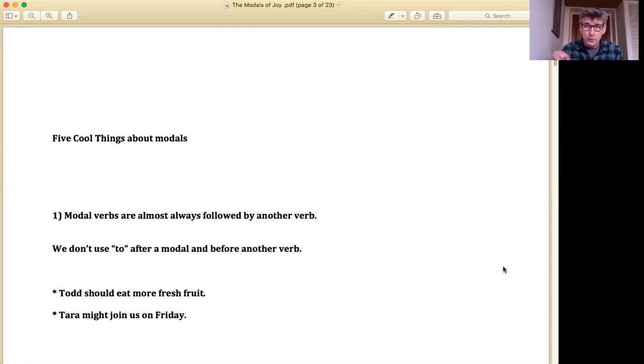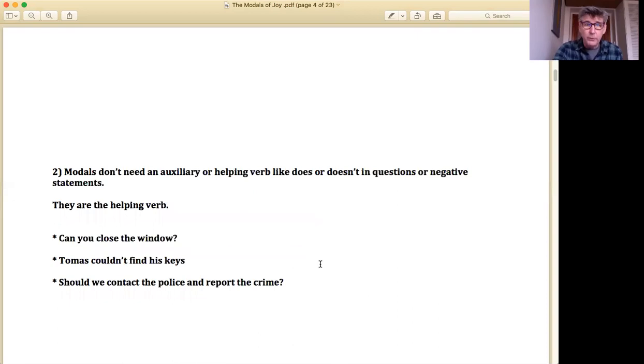Okay, so modal verbs 99% of the time are going to have a verb come after them. And between that modal verb and the other verb, there is never a to. Okay, you want to keep that. Here are our examples. Modal verbs don't need an auxiliary or helping verb, like do or doesn't, when we're forming a question or a negative statement. We don't use these helping verbs, or auxiliary verbs, as the grammarian people call them.